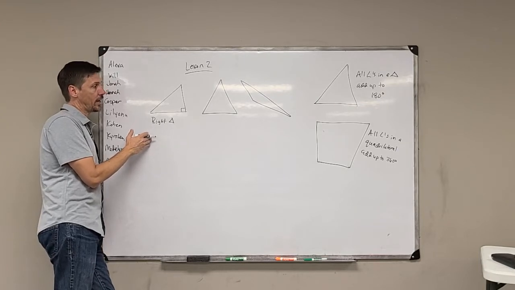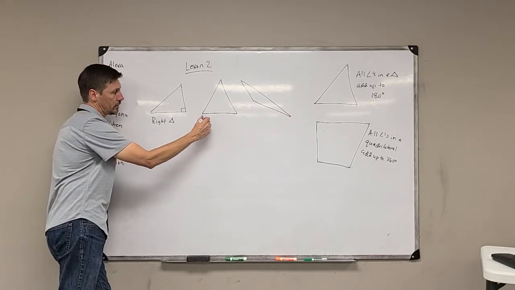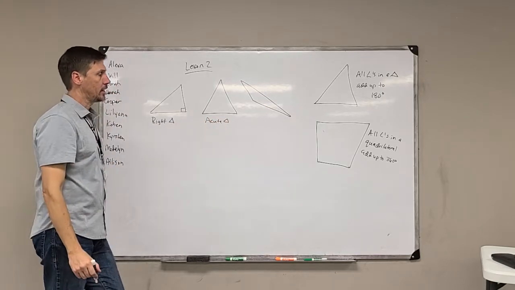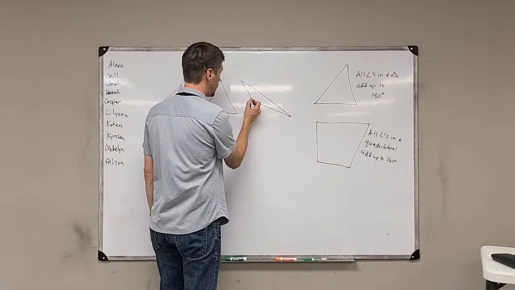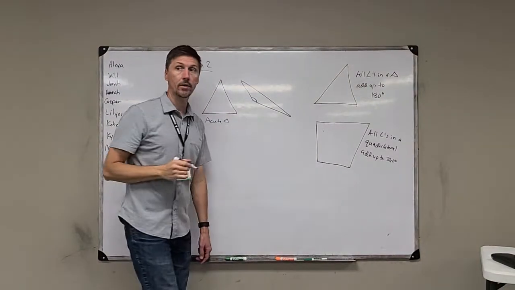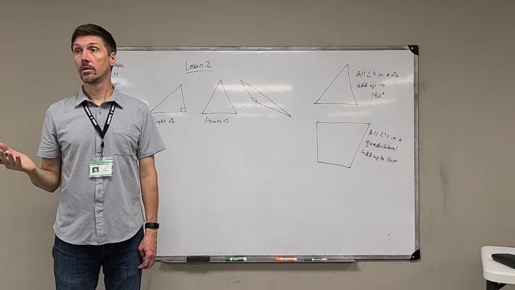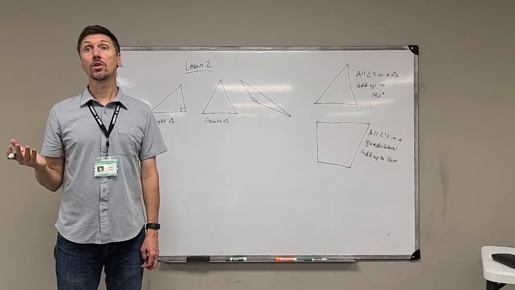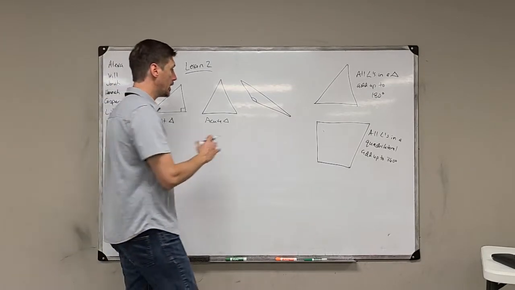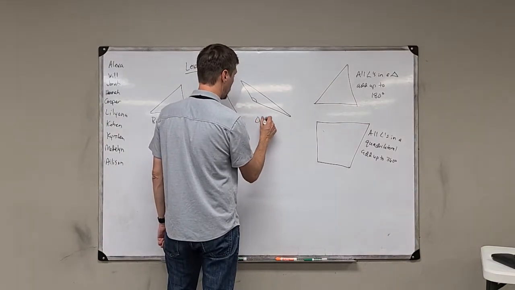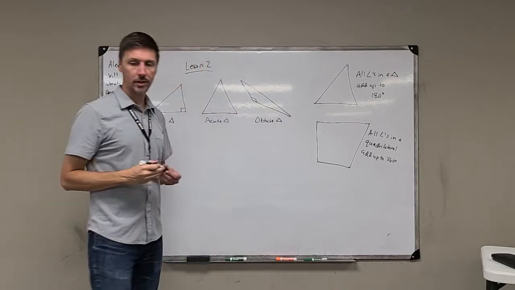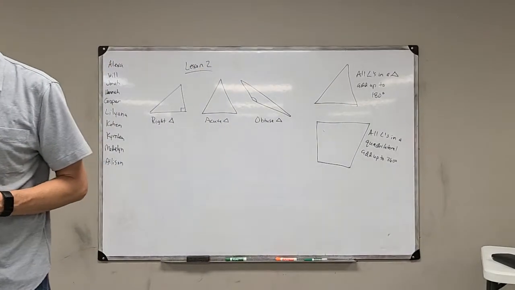If you have a triangle that has nothing but acute angles in it, this would be an acute triangle. And then if it's got one obtuse angle, in this case it's this one here, obtuse is what? It just means it's larger than 90, right? So any angle that's larger than 90 is obtuse. So this would be an obtuse triangle. All right, so make sure you know those classifications.